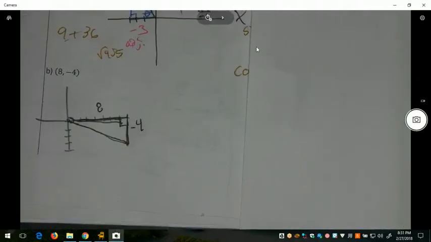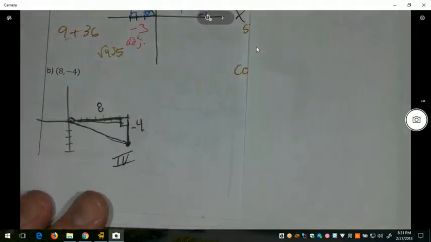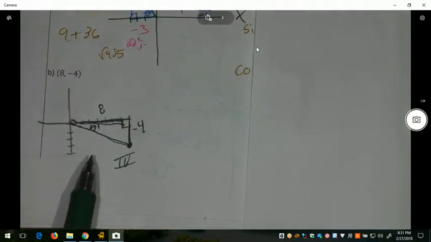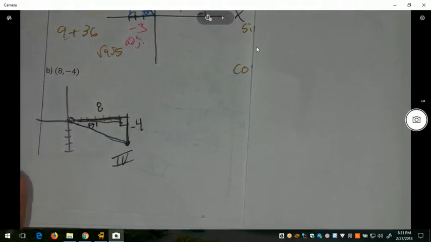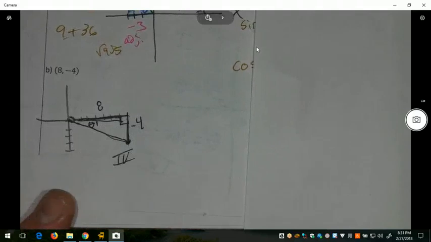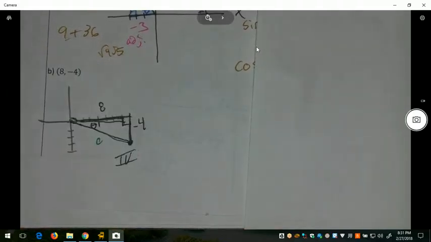All right, 8, negative 4 is a point located in quadrant 4. So if I am going to find this angle, theta prime, which we will be doing in the next video example clip, we'll need to know that that's theta prime and that it's in quadrant 4. But for right now, I'm not concerned about that. I'm just concerned that it is 8 to the right and 4 down, and that to solve for all the ratios, I need to know the hypotenuse.